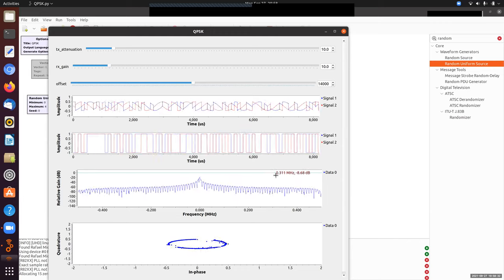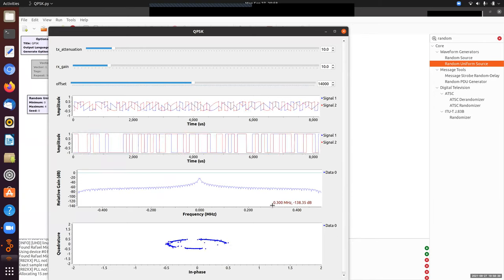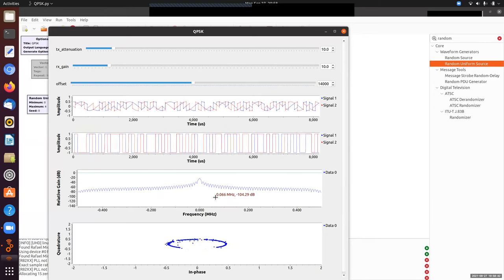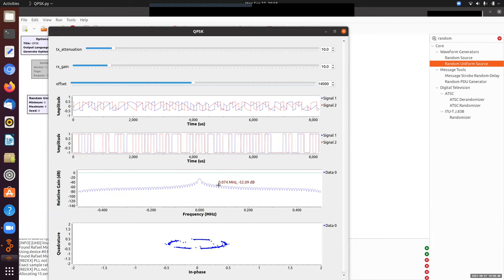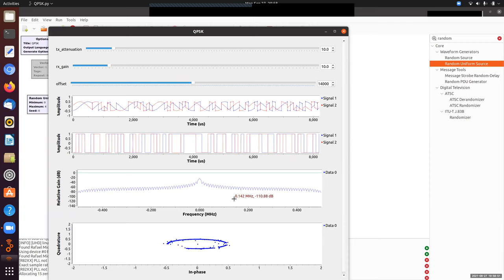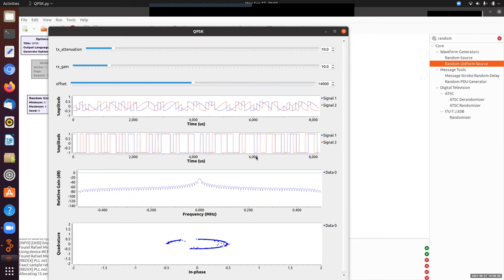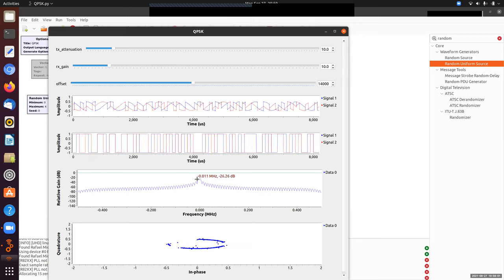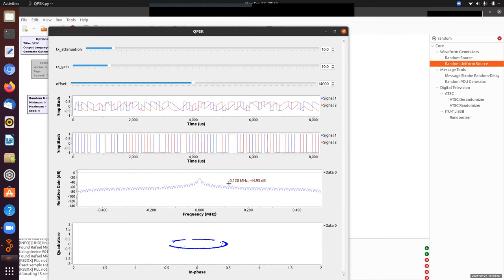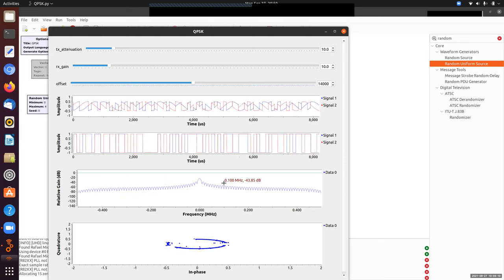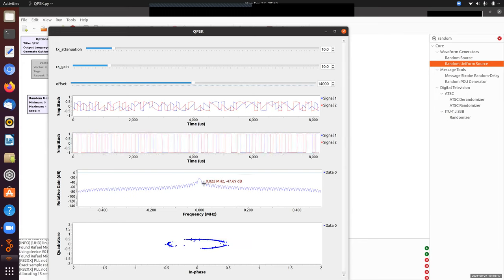If I right click on this and set the FFT average to be high, it will average pretty quickly. And this is the spectrum that I'm sending. There's a peak here and there are a lot of what are called side lobes, and they're not that much quieter than the main peak. The reason is that we're sending incredibly sharp transitions. Really all of the information is contained just in this main peak, and I could filter out all the other stuff and still get all of my bits back, theoretically.